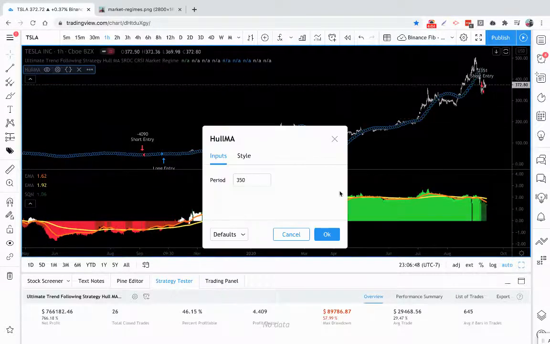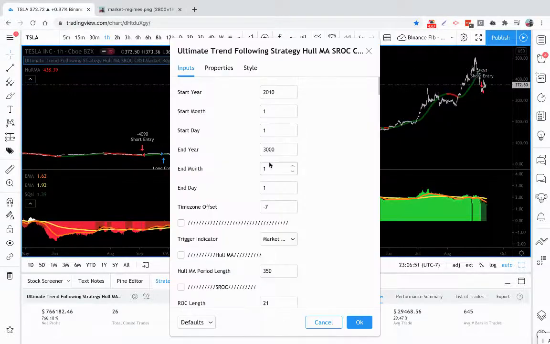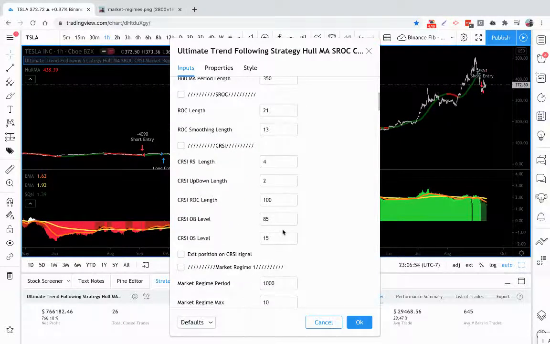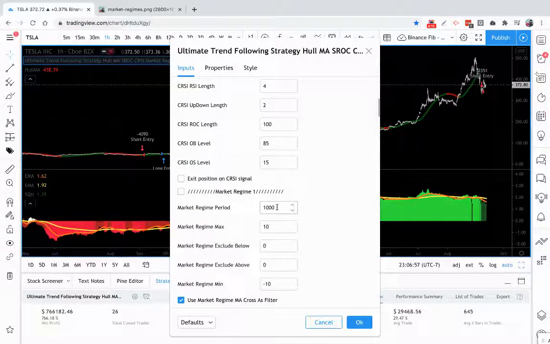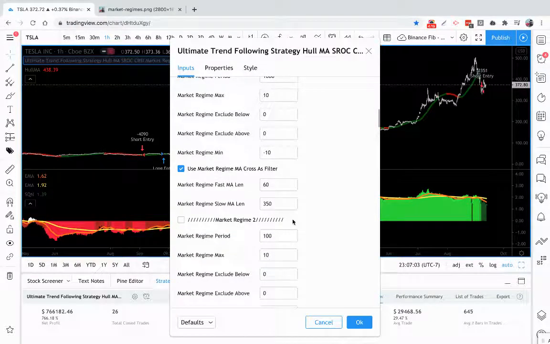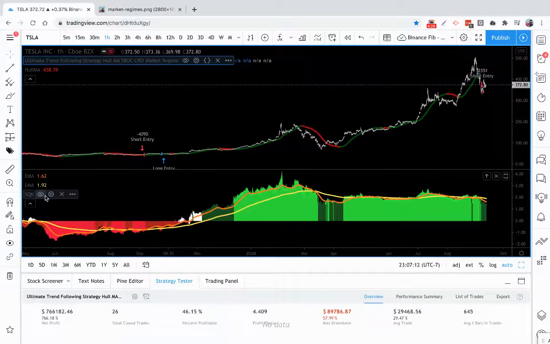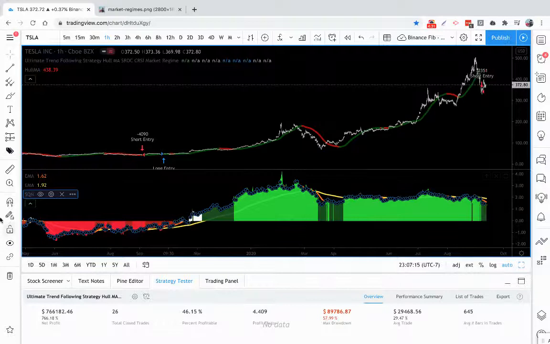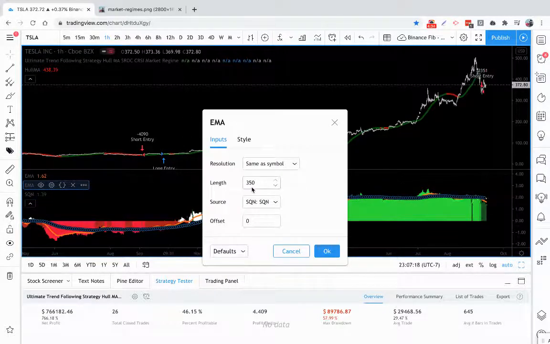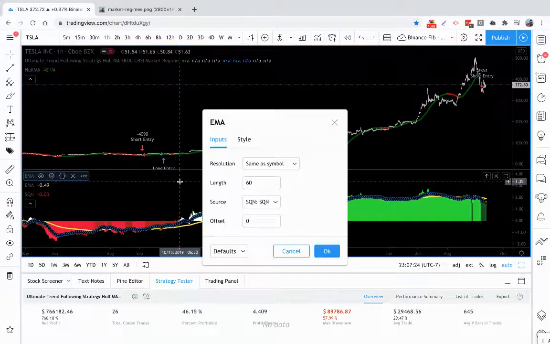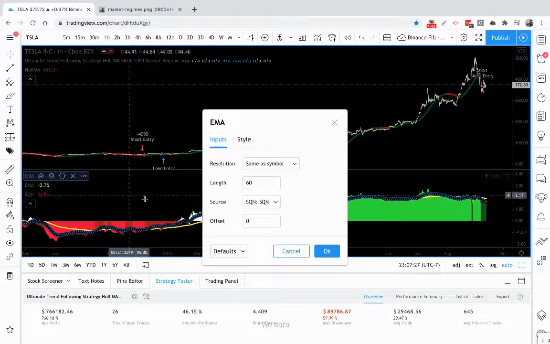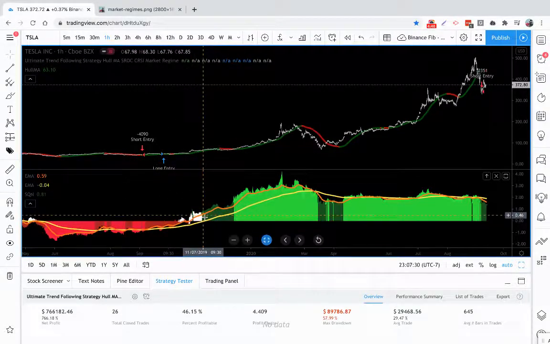So what we have for the settings in our ultimate trend following strategy, we have our Hull MA at 350 in this example. We have our market regime set to 1,000. That's what we're measuring back here. And we also have a moving average cross, and we have a 60 and 350. So to see that visually here, we have the SQN set to 1,000. We have the slow set to 350. This is an EMA. And we have a fast set to 60. And the fast in this example is our orange, the slow is yellow.